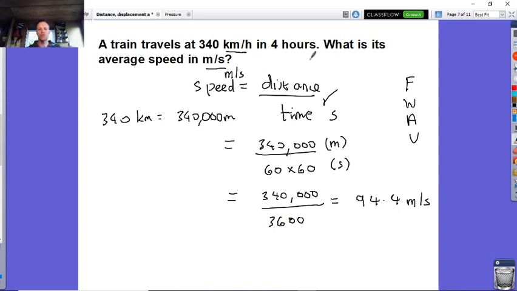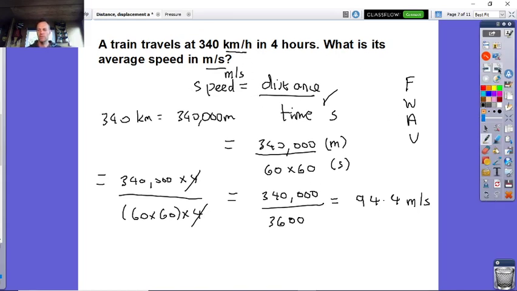You could use the 4 hours. And in the 4 hours, what you would then have is 340,000 multiplied by 4, the total distance it's going to travel. But then your time would be 60 multiplied by 60 you had before, but then also multiplied by 4 because you've got 4 hours. And what happens is the 4s cancel and you end up with the same answer here. But you'll meet these sort of questions, and that's basically they're asking you to change the units from kilometers per hour to meters per second.